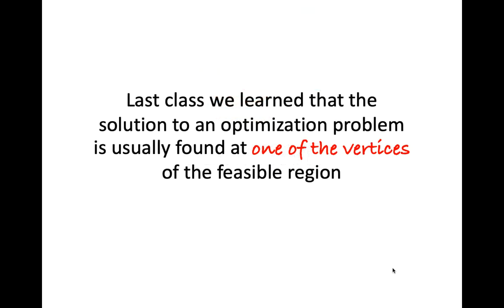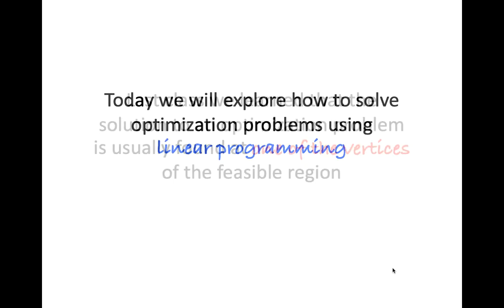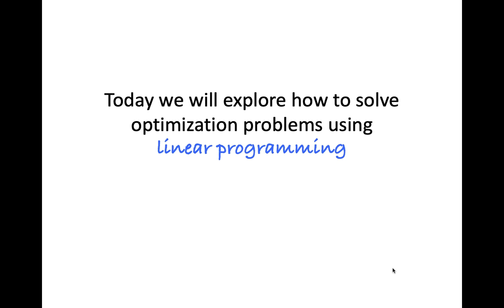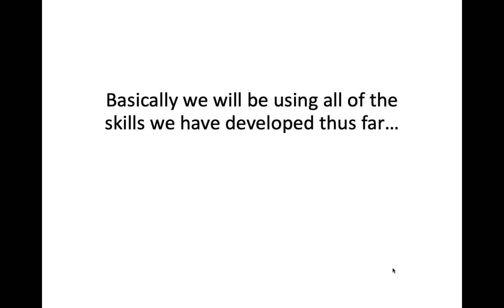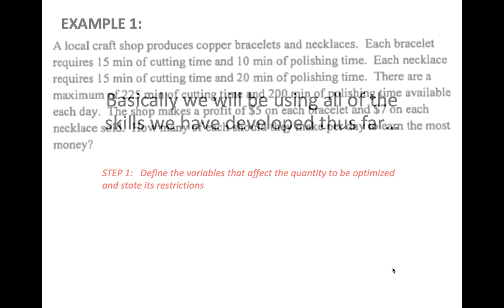Now, last class we learned that our solutions to any optimization problem were usually found at one of the vertices of the feasible region. And today we're going to be taking a look at that, going straight through to the end. And when we talk about solving optimization problems, we are using something called linear programming. Basically, there's nothing new in what we're doing. We're simply taking the skills that you've developed so far and bringing them to a conclusion so you actually find an answer to the problems.